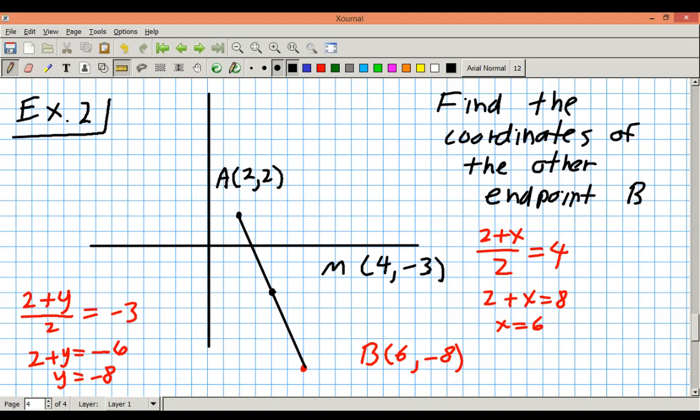where we started with one endpoint and the midpoint and used the midpoint formula to calculate the other endpoint. So you can use the midpoint formula to calculate a midpoint if you know the two endpoints of a line segment, or you can use it to calculate one of the missing endpoints if you know the other endpoint and the midpoint.